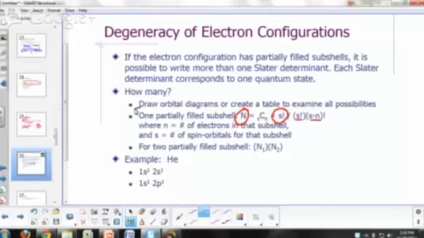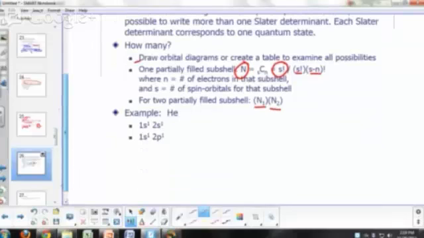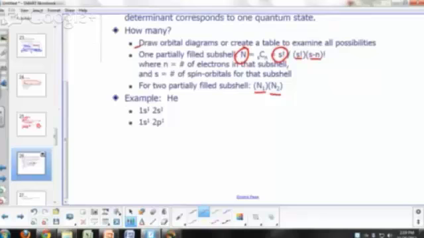And if you have more than one partially filled subshell, then you have to multiply the number of ways that you can assign electrons to each one of those subshells. So let's look at an example. 1s1, 2s1. How many ways can you assign 2 electrons to the 1s and the 2s orbitals? We're having 1 in each.